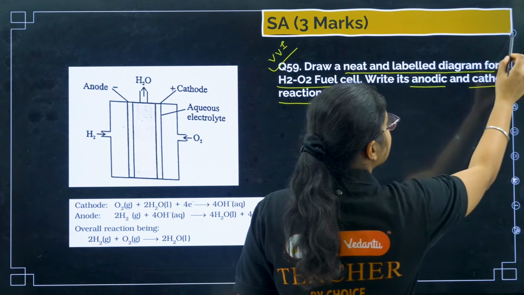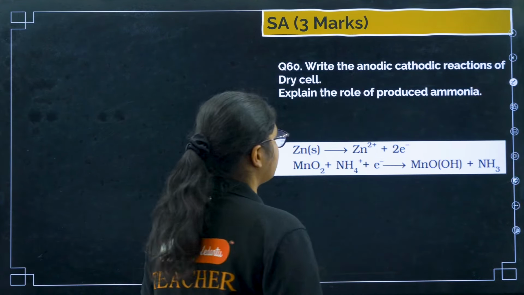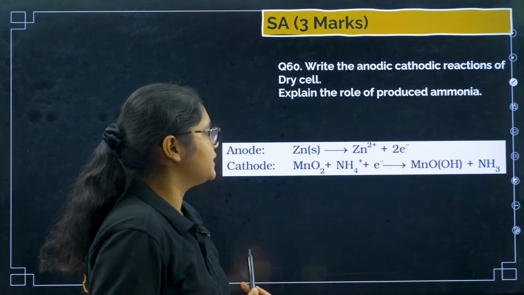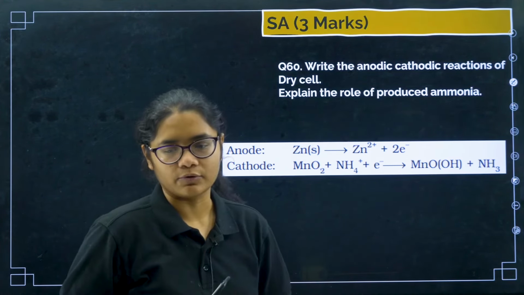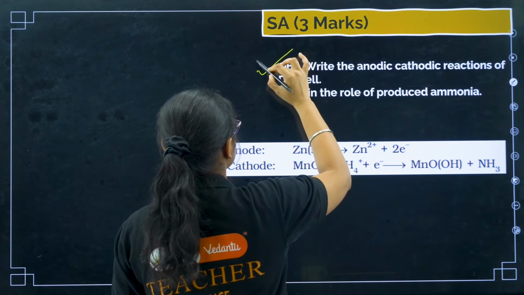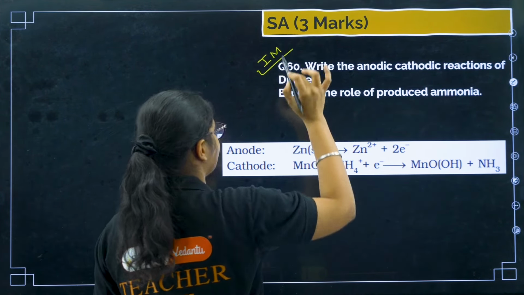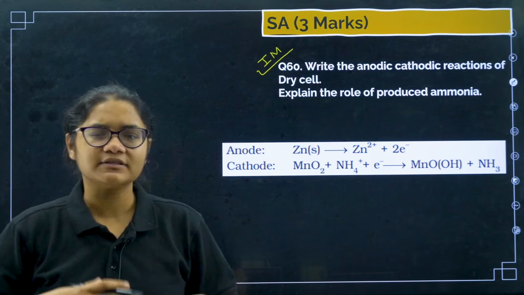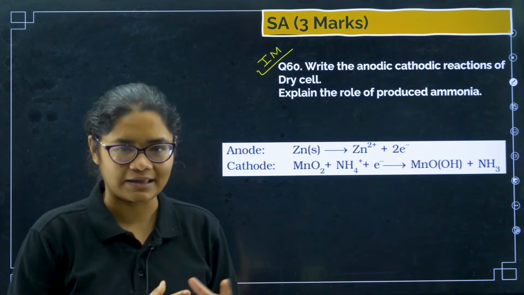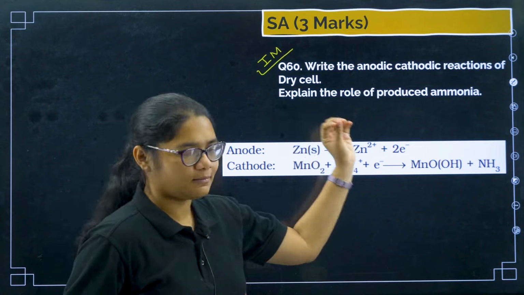Next we'll move to question number 60. Write the anodic and cathodic reactions of dry cell and explain the role of the produced ammonia. This is not that important a question, so I will just mark it as important, IM, not very important. This type of question has been asked in alternate years or once in 2-3 years. So you can remember the dry cell.